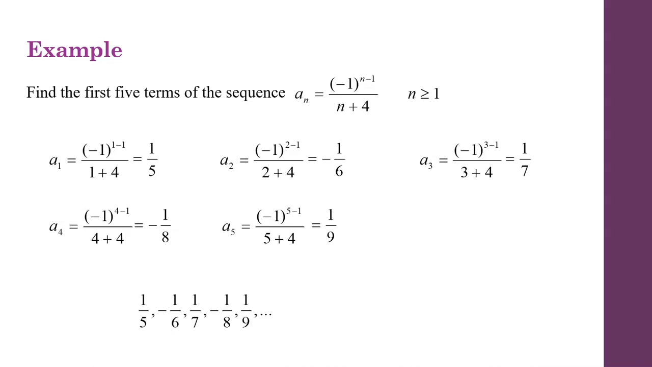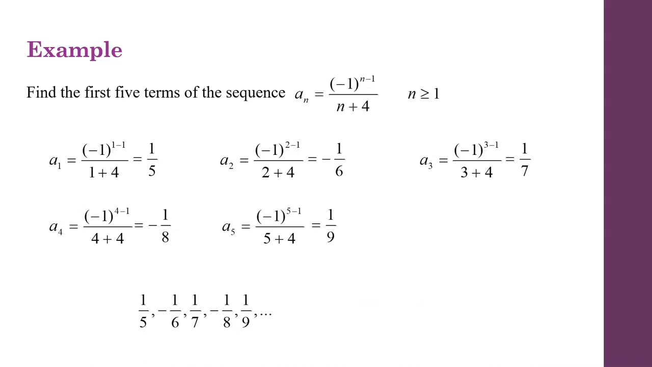This gives us our sequence: 1/5, -1/6, 1/7, -1/8, 1/9. Now I can see the next term is going to be -1/10, because my terms alternate from positive to negative to positive to negative. Since I have 1/9 in the fifth term, the sixth term is going to be -1/10, and the following one would be +1/11. We call a sequence that looks like this a harmonic sequence. In this case, it's an alternating harmonic sequence because our signs alternate.